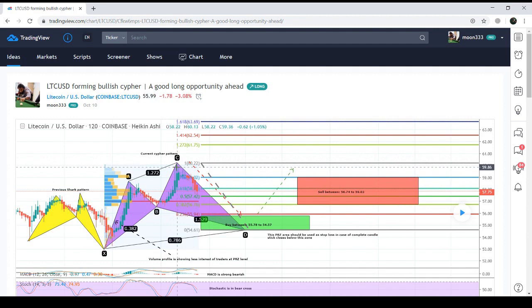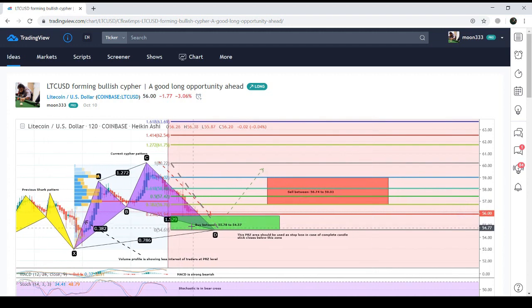And I was expecting that after all legs are driven as required for the cipher pattern, the last leg will be driven or retraced as required for the cipher pattern, which is from 0.618 up to a maximum of 0.786 Fibonacci. Now we can see the price action has entered this potential reversal zone, so it can take the bullish divergence.